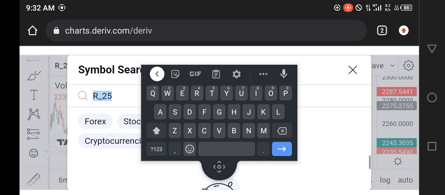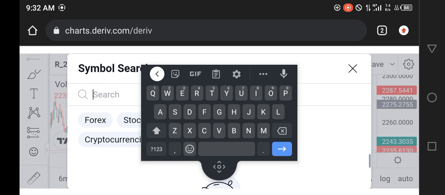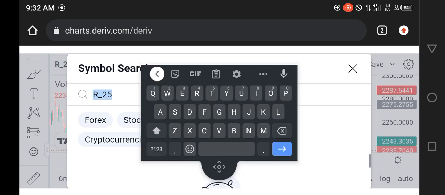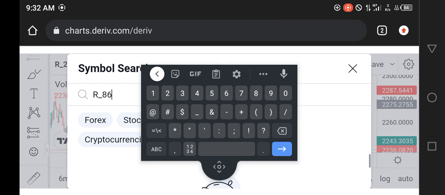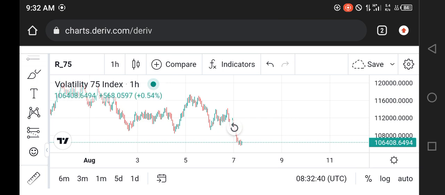So let's say I want to do, okay, let's try to get another pair. So let's try R75. So going down to R75, we're going to be seeing what the market is actually doing.